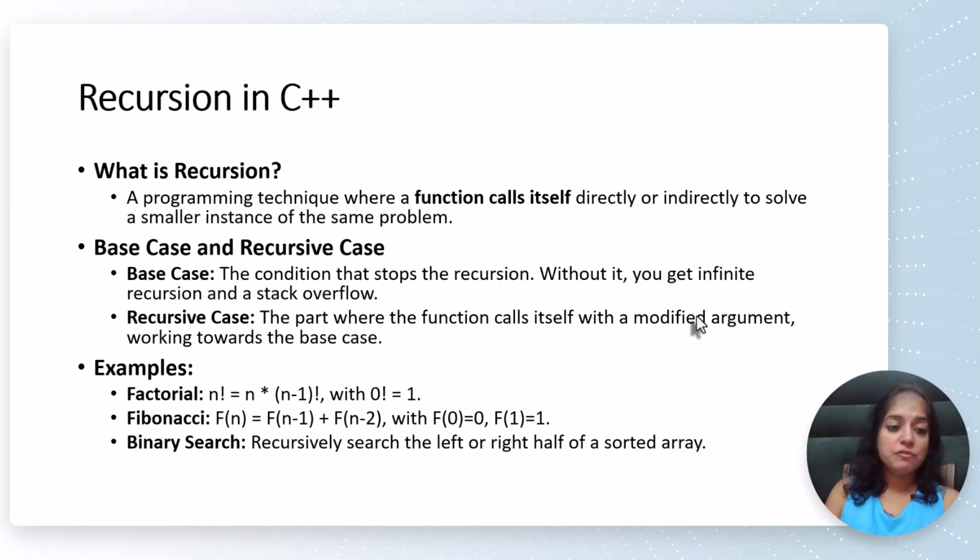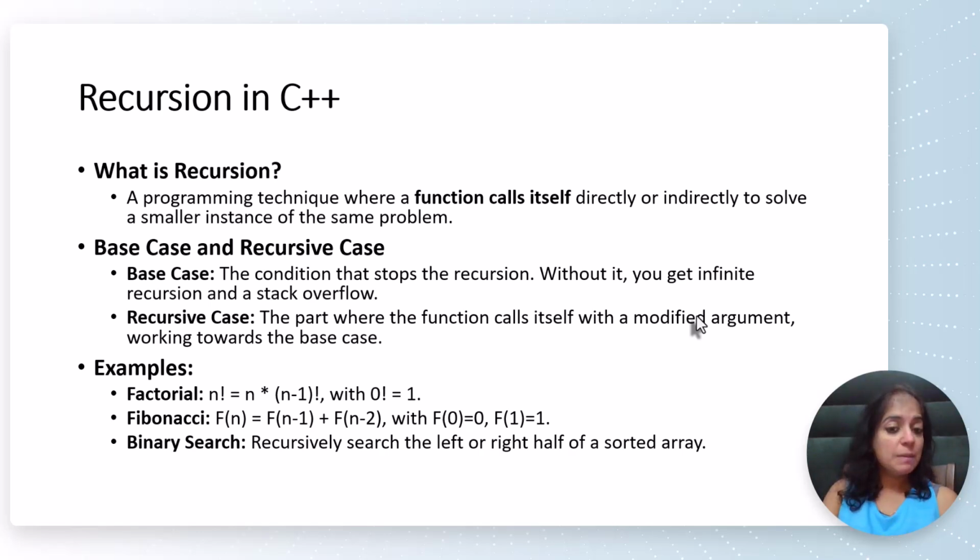Like we have the factorial and Fibonacci examples. For the factorial, n factorial can be calculated as n times (n minus 1) factorial, with factorial of 0 being 1. So the factorial of 0 is 1 is the base case. And every time you calculate the factorial of n, you're calling the (n minus 1) factorial. So that is the recursive case. In the case of Fibonacci, F(n) equals F(n minus 1) plus F(n minus 2), which is the sum of the previous two terms.